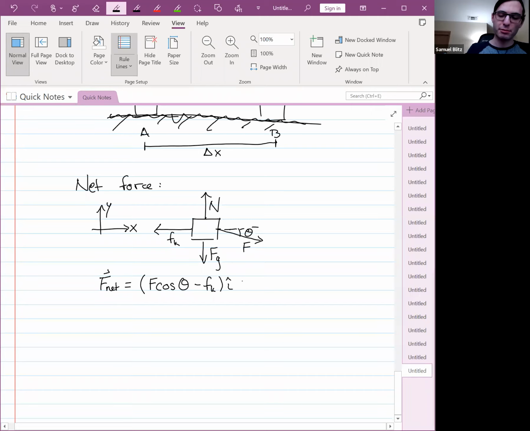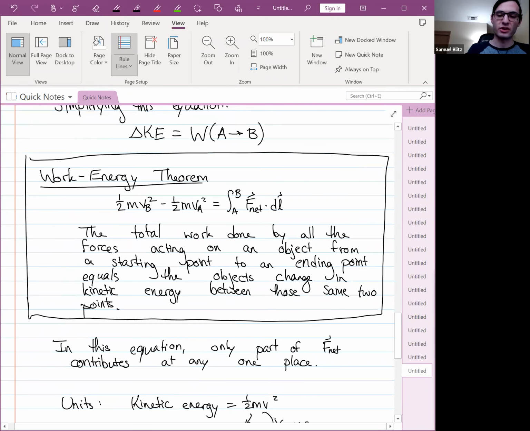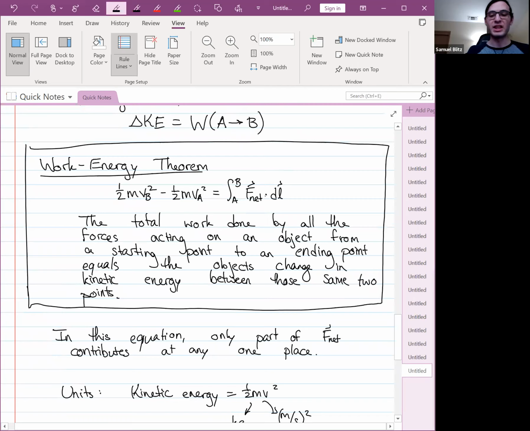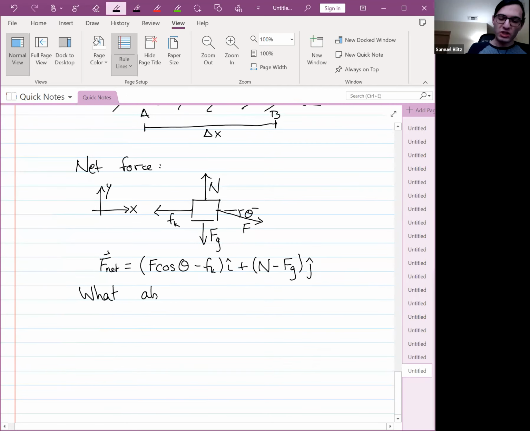The i hat direction plus n minus fg in the j hat direction. Okay, now what about the path? There are two parts of the path integral, the line integral. There's the force, and then you need to figure out what dl is. In this case, we're just moving in a straight line to the right. So dl is easy.